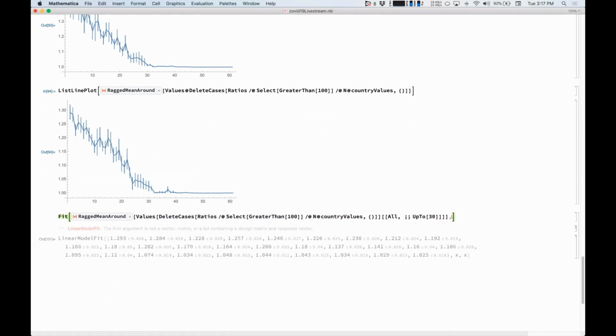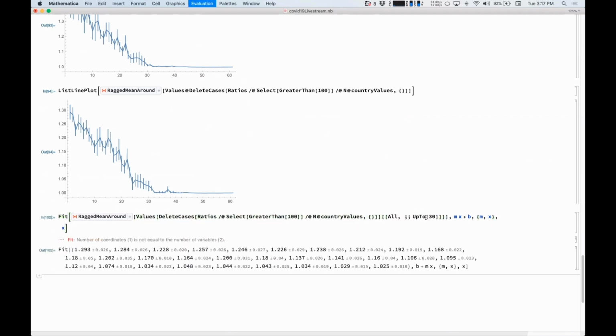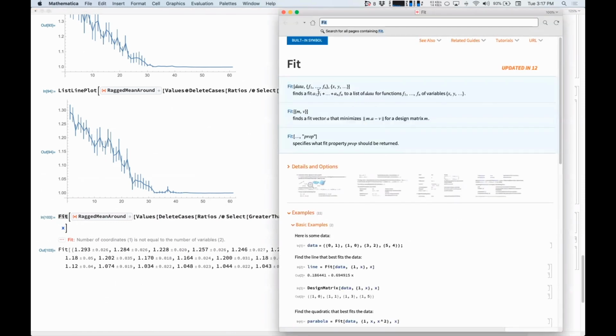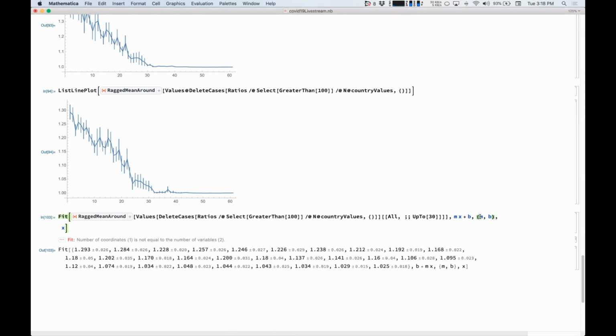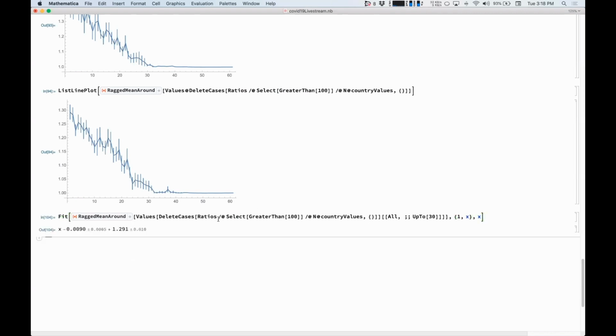And then I would just say, well, this is going to fit a linear function. Number of coordinates is not equal to the number of data. Oh yeah, I'm doing find fit inputs wrong. It should just be 1, x. Okay. It does work with around.